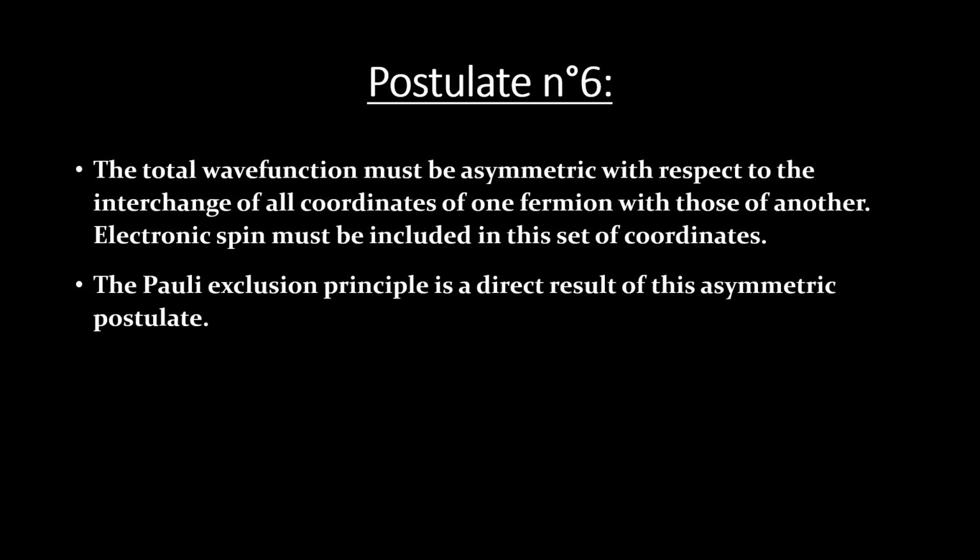And last but not least, number 6 of the postulates of Copenhagen interpretation says that the total wave function must be antisymmetric with respect to the interchange of all coordinates of one fermion with those of another. Electronic spin must be included in this set of coordinates. And also, the Pauli exclusion principle is a direct result of this antisymmetry postulate.